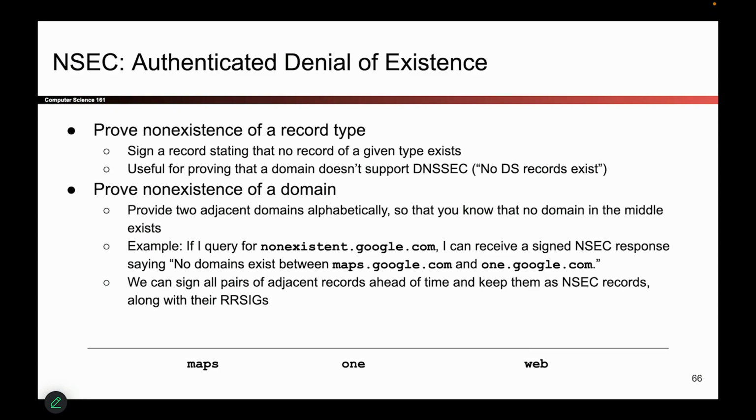And anytime the user asks for one of the non-existent domains, we just figure out what range their request falls in and serve the corresponding record and signature. So if someone wants the IP address of non-existent.google.com, then the name server doesn't have to go and sign something on demand. They just pull the existing record and say there's nothing between maps and 1. You requested something that falls between M and O, and this record proves that there's nothing between maps and 1. That's the idea. It's kind of clever.